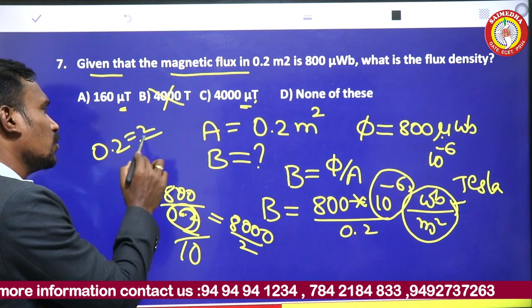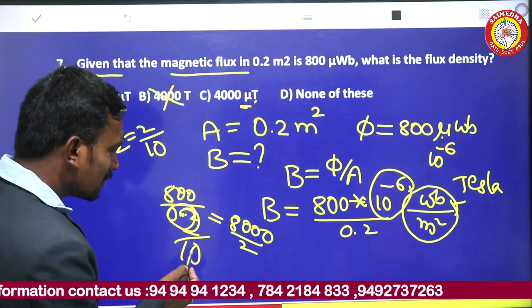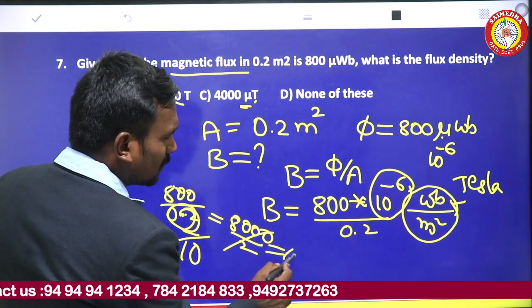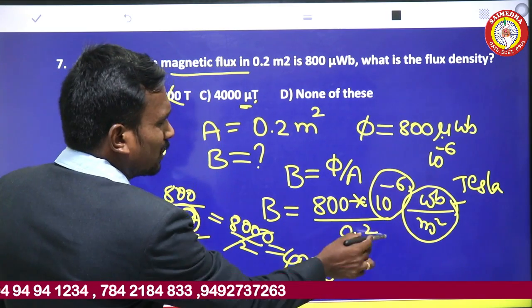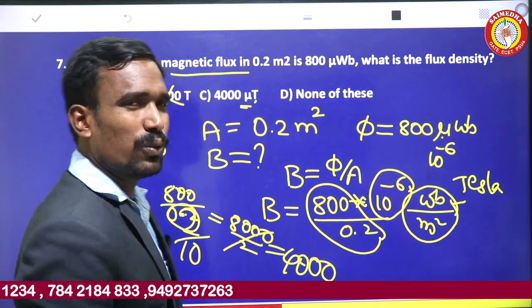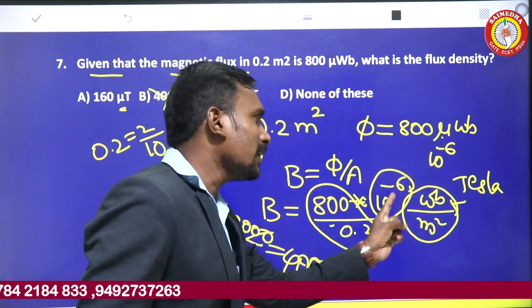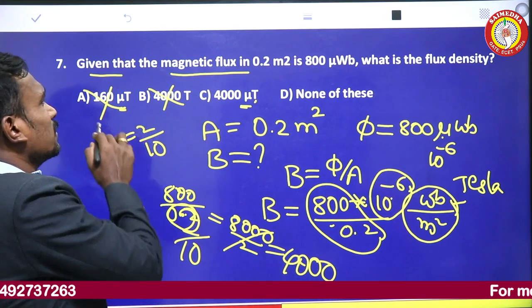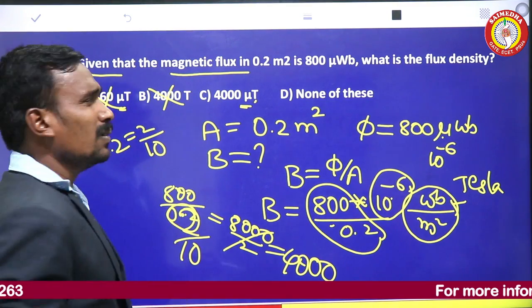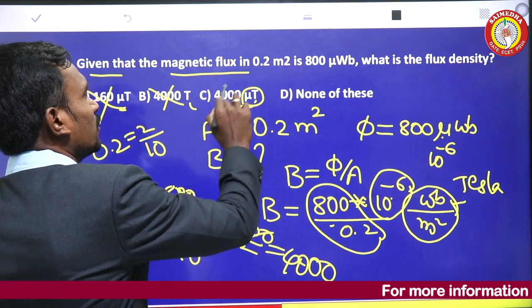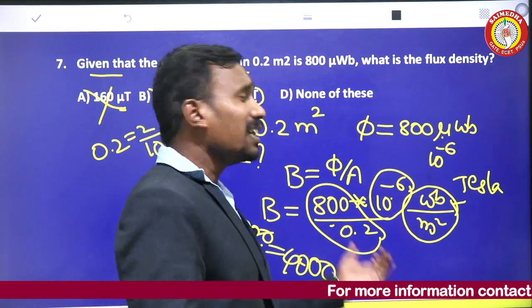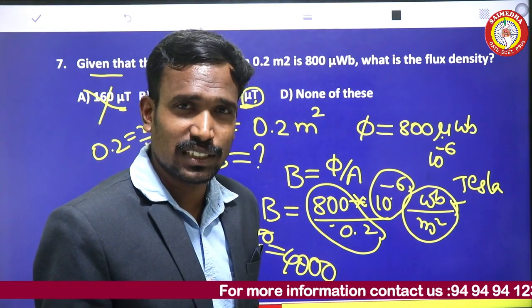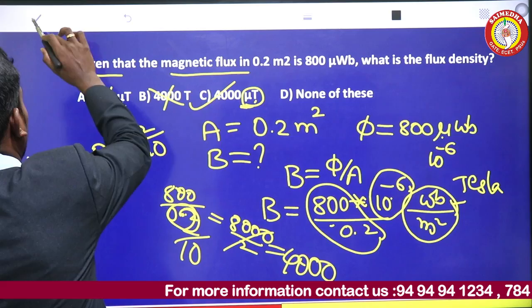0.2 can be written as 2 by 10. This 10 comes upside. So 8000 by 2 is 4000. So this value 4000, this is micro. 4000 micro Tesla. Is that the answer? This is also a wrong answer. Of course, there is no micro here. Micro is there, so this is the correct answer. Flux density, they will ask you this question. Very important, sir, flux density. Right, let's go for the next question.